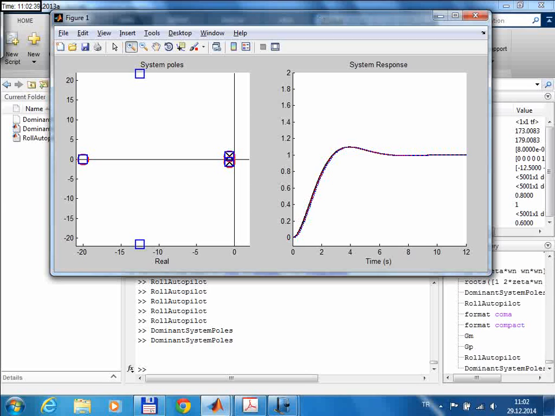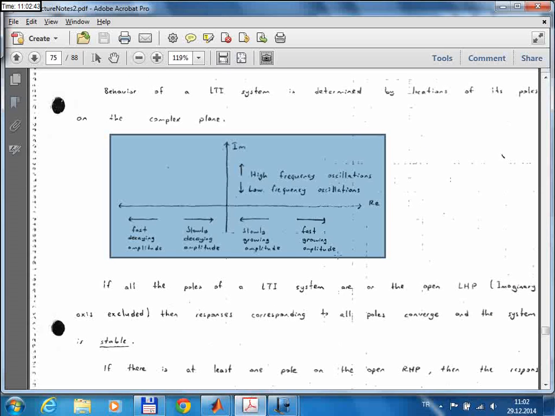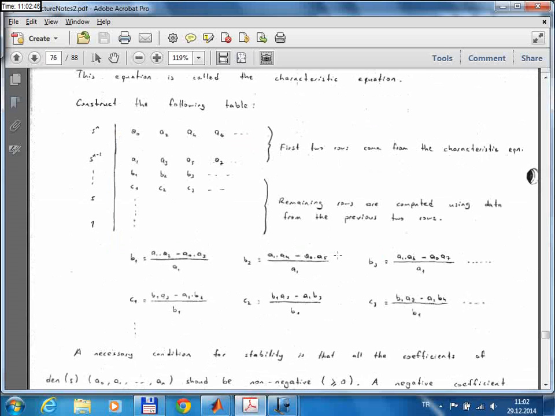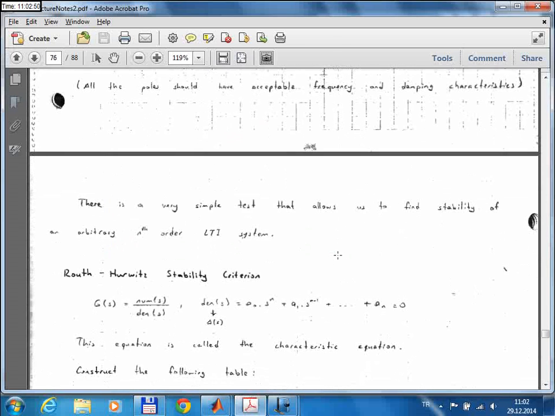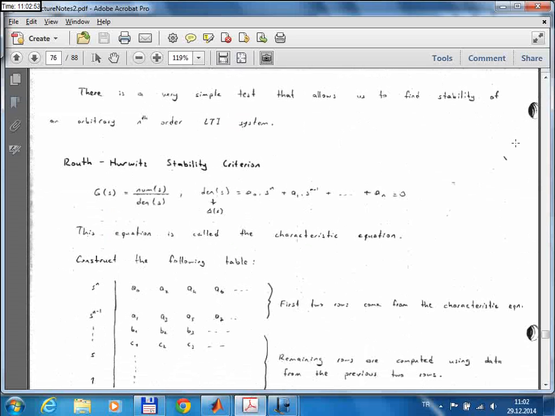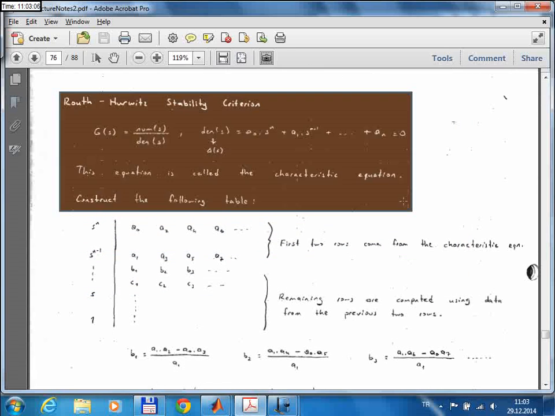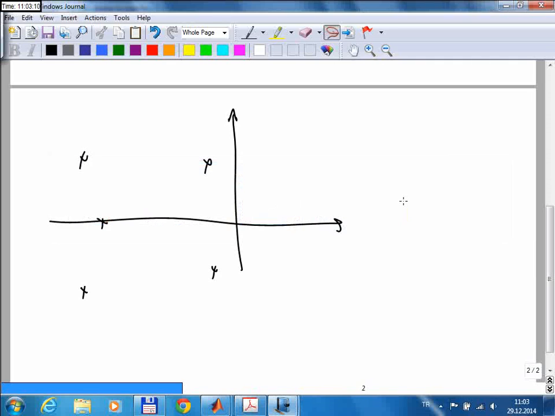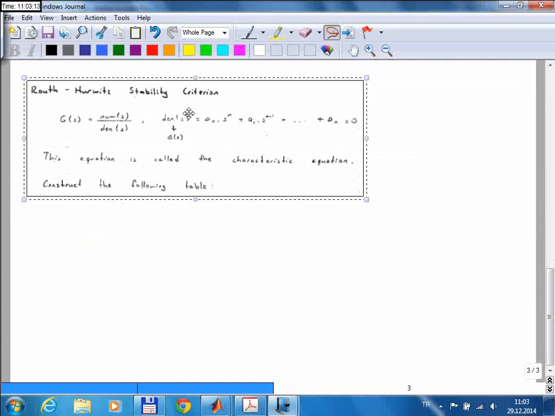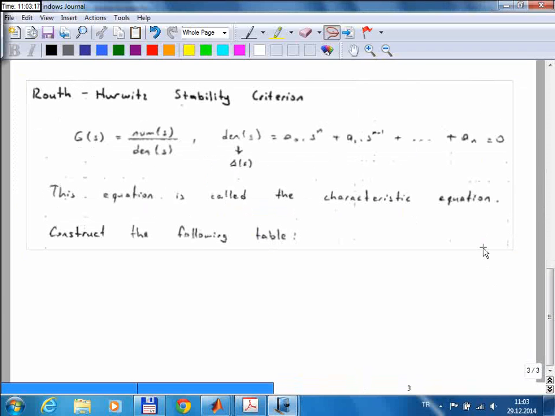Anyway, now let's come to the last topic of the course, which is the Routh-Hurwitz stability test. This test is used to find the number of unstable poles in a high order system. It's explained here. Let me copy it from here. Suppose that we have an nth order system for which there is an nth order polynomial on the denominator of the transfer function, and we have the numerical values of these coefficients.